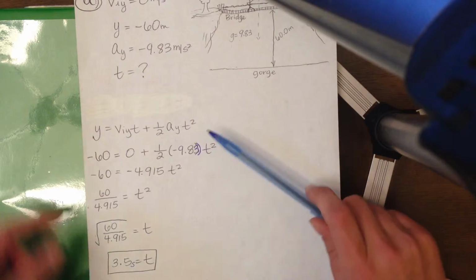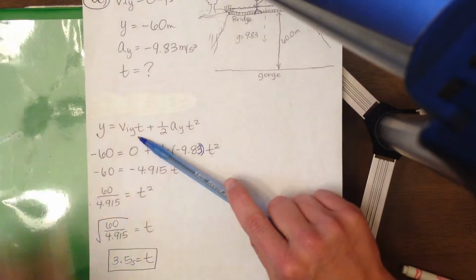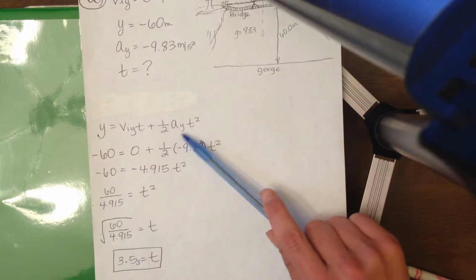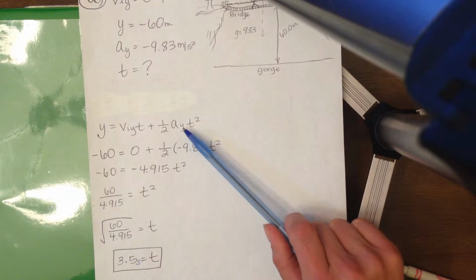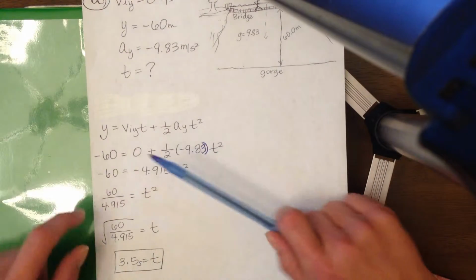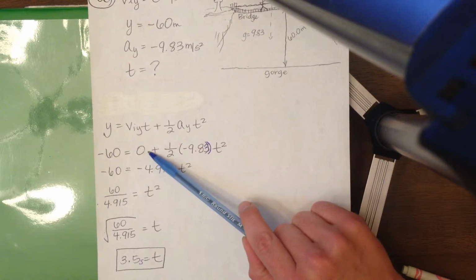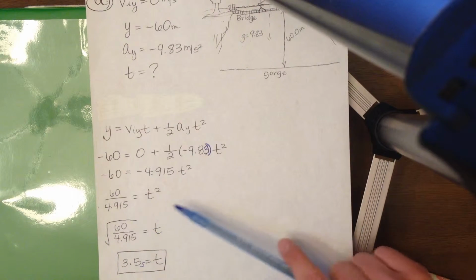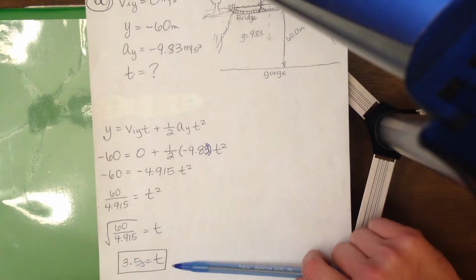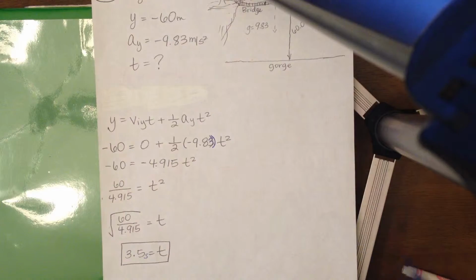All right, so we're going to use this formula right here. y equals the initial velocity in the y direction times time plus 1/2 the acceleration in the y direction times time squared. So we plug in our values. We know negative 60 here. Our initial velocity in the y direction is 0, so that just goes away. Then we finish out the equation and we find that t equals 3.5 seconds. So that's how long it takes.